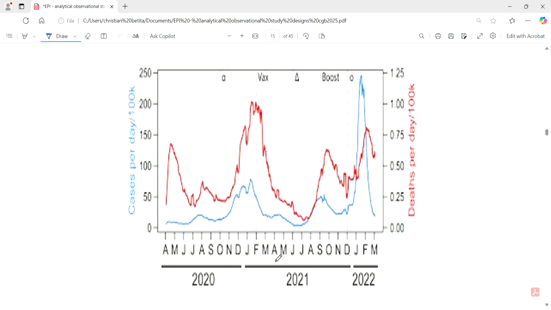Okay, this is an example. This is the number of cases and deaths per day per 100,000 people from COVID. And these rates, kasi, were compared month on month and year on year.